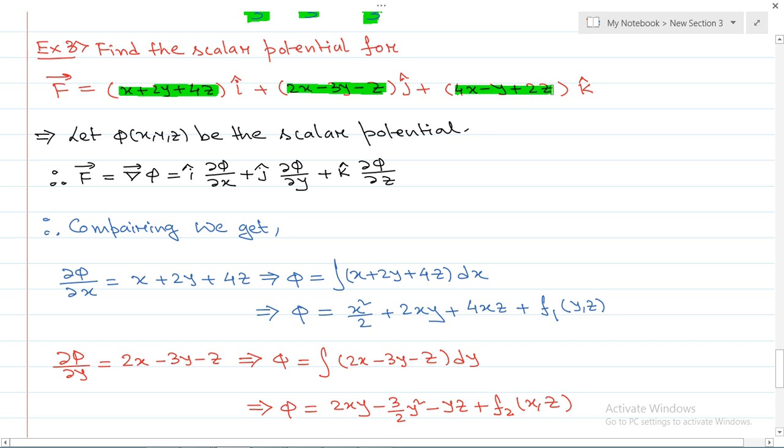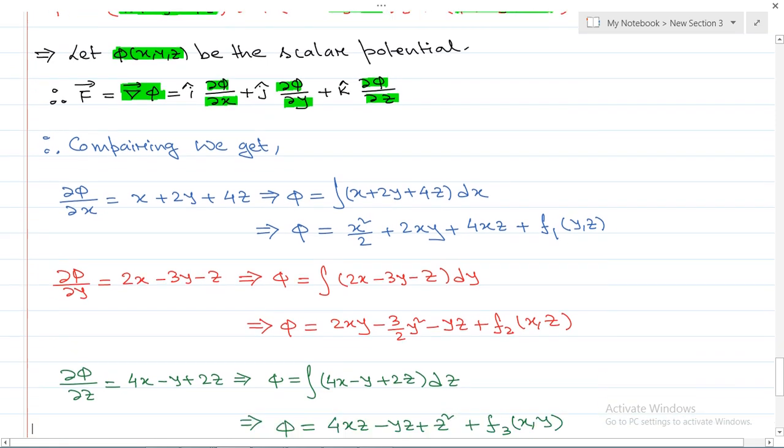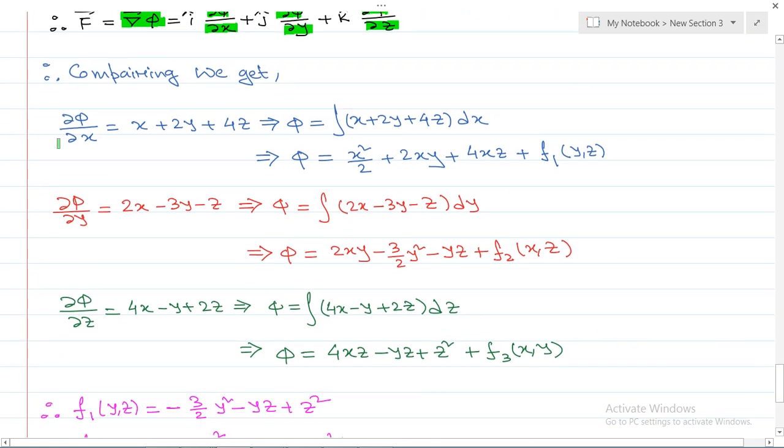Let us consider phi(x,y,z) to be the scalar potential for F vector. So F vector can be written as grad phi, that is equal to i cap del phi by del x, j cap del phi by del y, k cap del phi by del z. Comparing, the values are del phi by del x equals x + 2y + 4z, del phi by del y equals 2x - 3y - z, and del phi by del z equals 4x - y + 2z.